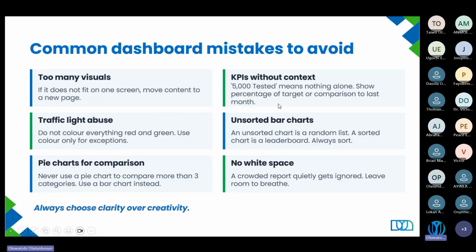Unsorted bar chart is very bad. Don't just leave your bar chart or column chart unsorted, right? Then pie chart comparison, I've mentioned this. Never use a pie chart to compare more than 3 categories. Use bar charts instead. If your comparison is more than 3, just go to bar charts. And not leaving white space at all. Having a crowded report is really not a good thing.